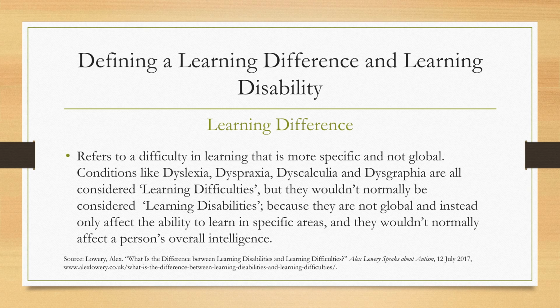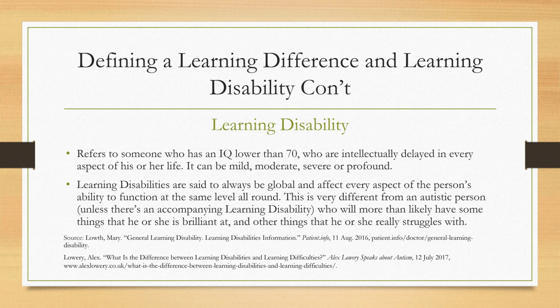Defining a learning difference and learning disability. So a learning difference refers to a difficulty in learning that is more specific and not global. Conditions like dyslexia, dyspraxia, dyscalculia, and dysgraphia are all considered learning difficulties, but they wouldn't normally be considered learning disabilities because they are not global and instead only affect the ability to learn in specific areas, and they wouldn't normally affect a person's overall intelligence.